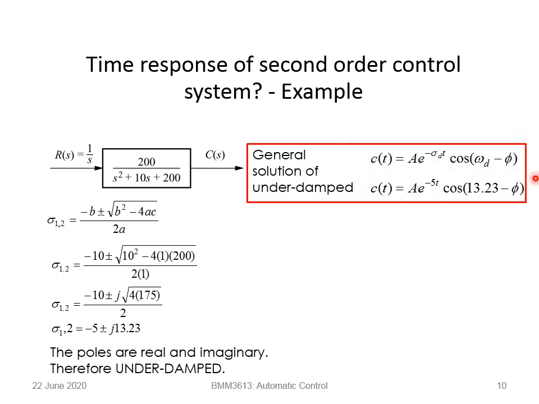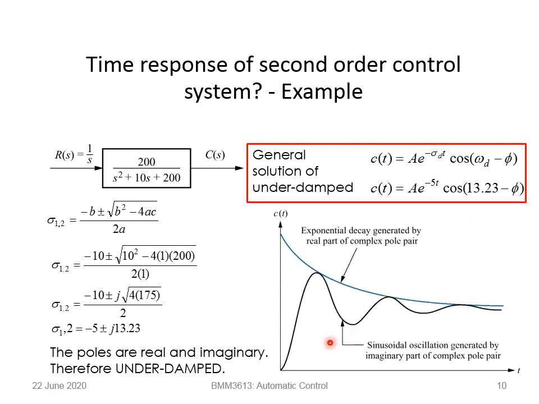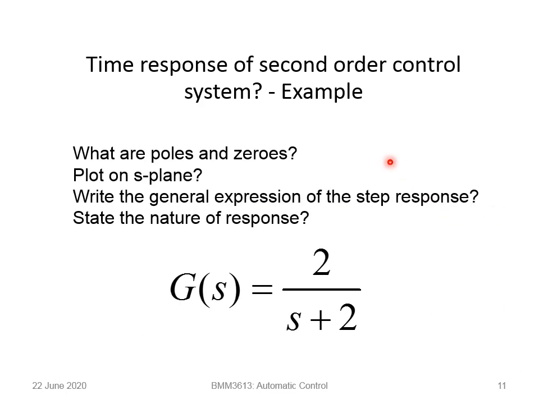This is our particular solution with our poles, right? So if we plot it, it is an underdamped time response, with an exponential decay of -5 and an undulation of 13.23. We have other examples as well, so I'll let you do all the exercises in order for you to become familiar with the concept of types of second order response related to their pole positions.